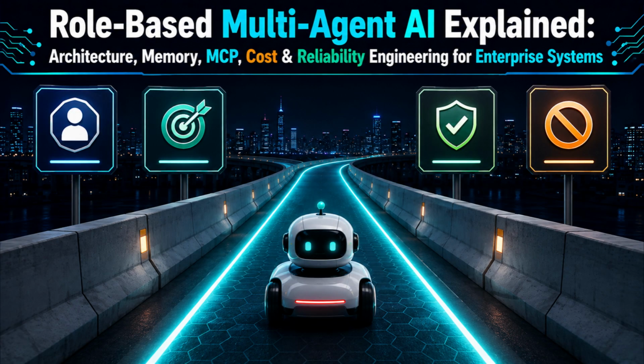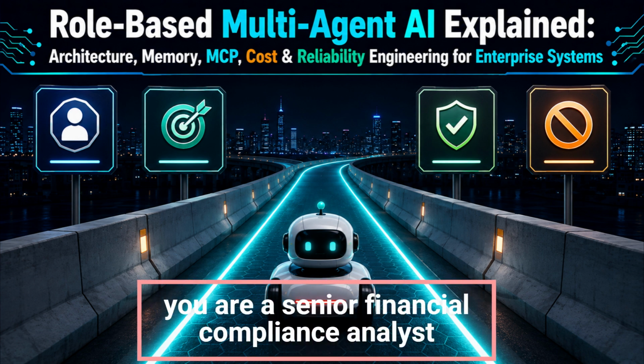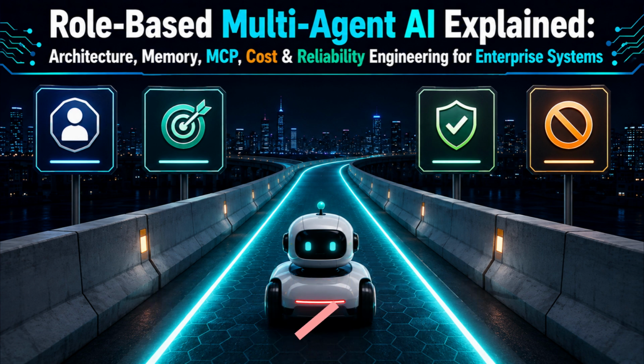Strong persona guardrails have a consistent structure across every mature multi-agent framework. A role, a goal, and a backstory, plus explicit boundaries on what the agent must never do. The role statement narrows vocabulary. Telling an agent you are a senior financial compliance analyst pulls the model toward formal, precise, regulation-aware language and away from casual generalizations.